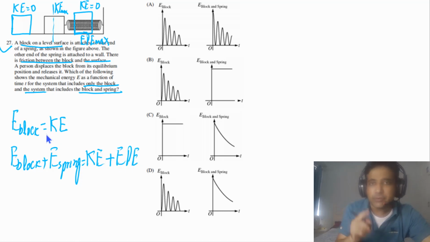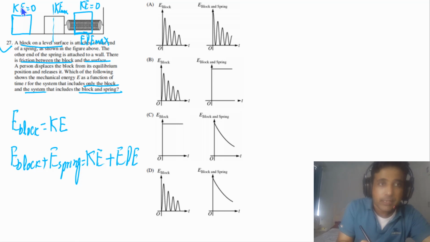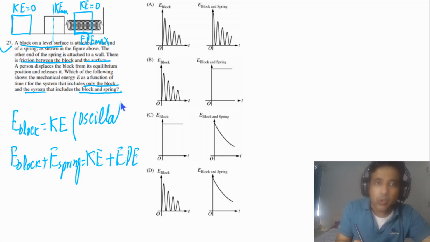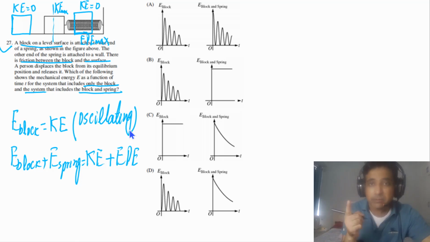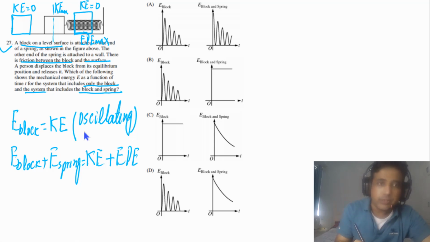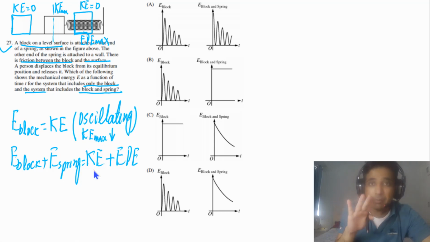In this case, kinetic energy magnitude will increase when it is moving towards equilibrium. When it reaches equilibrium, it will be maximum, and then it will start decreasing, and kinetic energy will be zero when it is at an extreme position. So it simply means that kinetic energy of the block will be oscillating between 0 and a maximum value, and the maximum value each time will go down because there is friction, so there is loss of energy. So it will be oscillating, and K max will keep on decreasing. These 2 points we need to understand about the block.